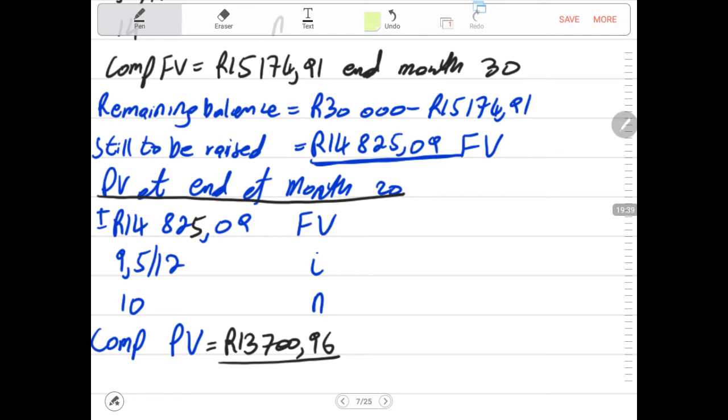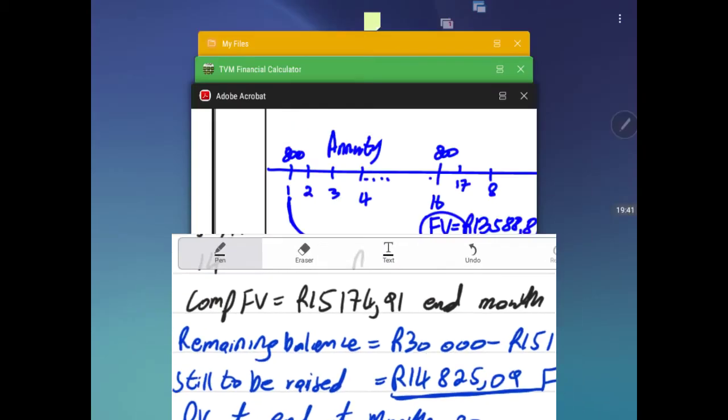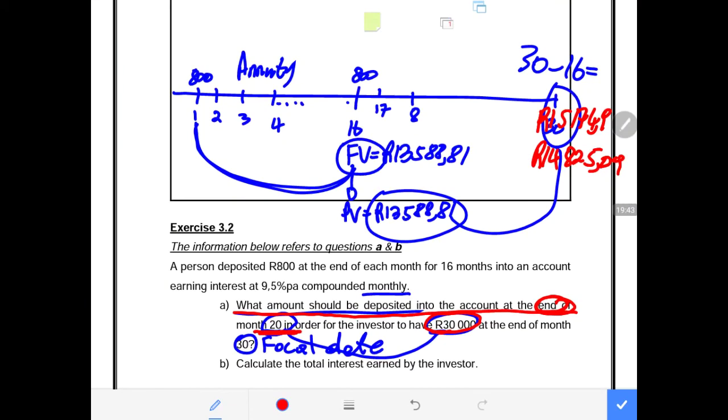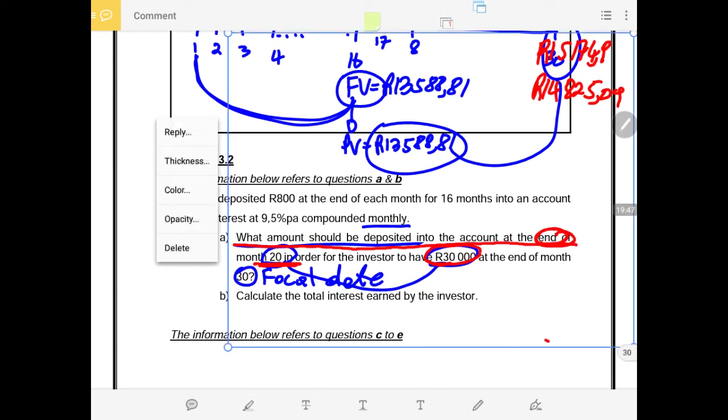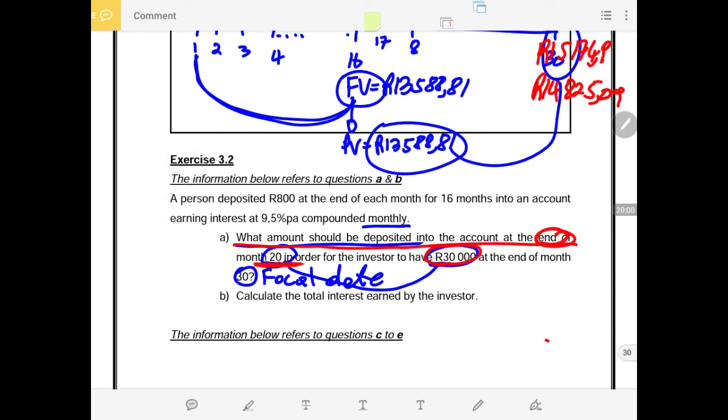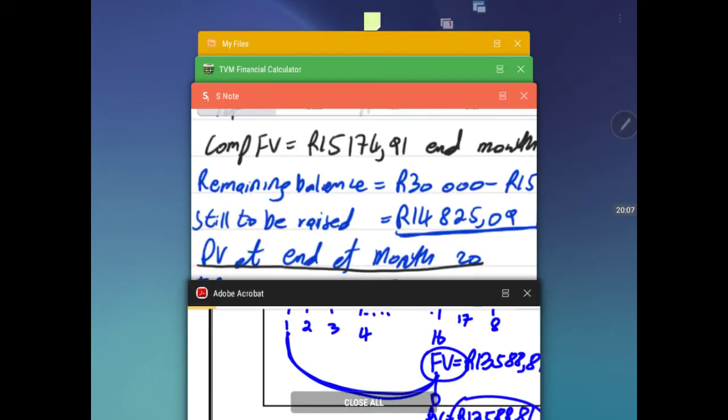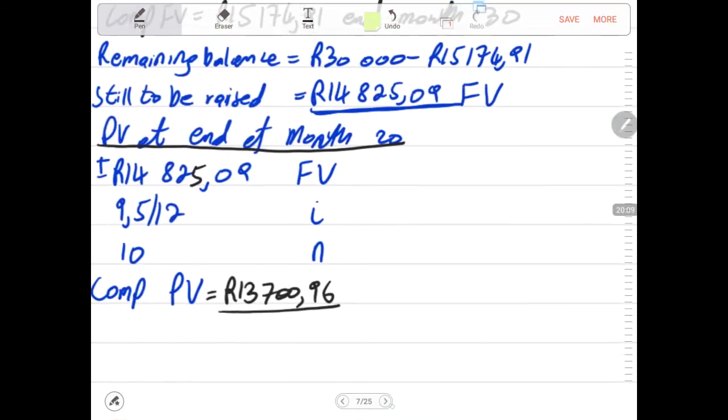With that, guys, let us look now at the next part of the question, which is number B. Number B is just asking us something very short, required to calculate the total interest earned by the investor. Now we need to know how much did the investor invest first of all. We know that the investor invested 800 for 16 months.